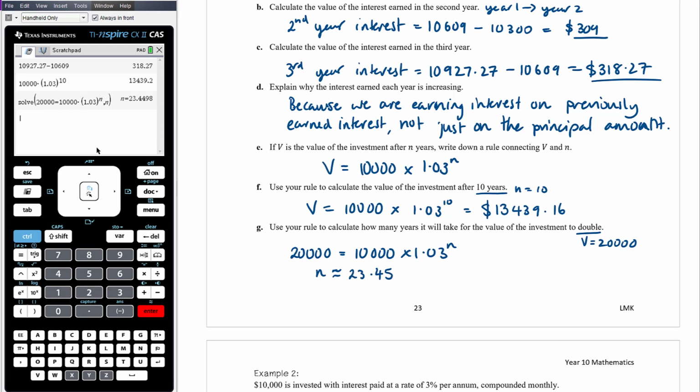23.45 years. We can check, but the investment won't have doubled after 23 years because it doesn't double until about 23.5 years, and so it will double after 24 years. So we have at least double the principal, double the investment, after, what did I say, 24 years.